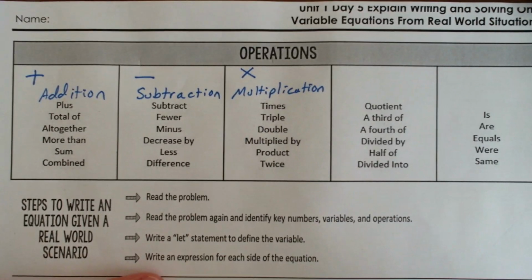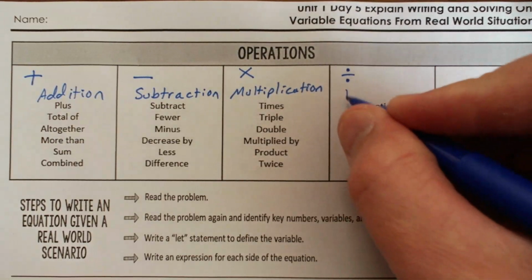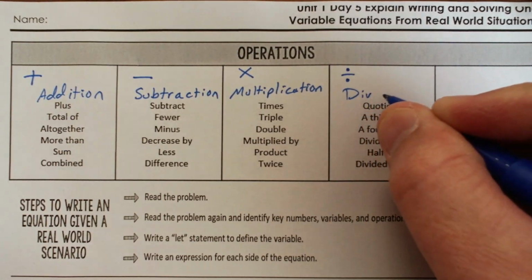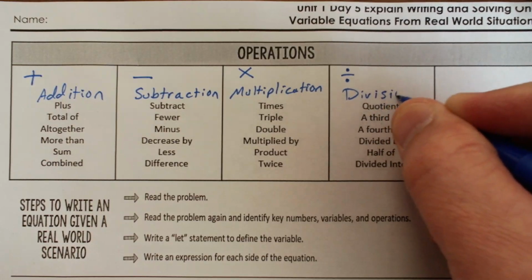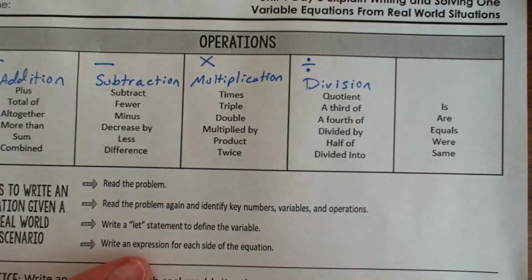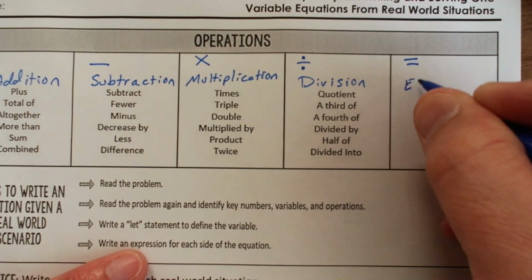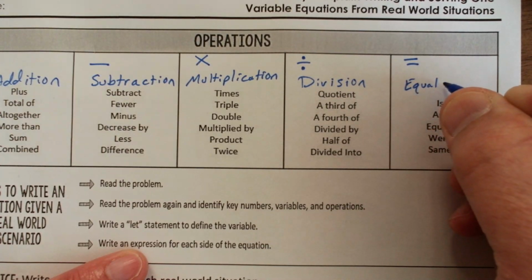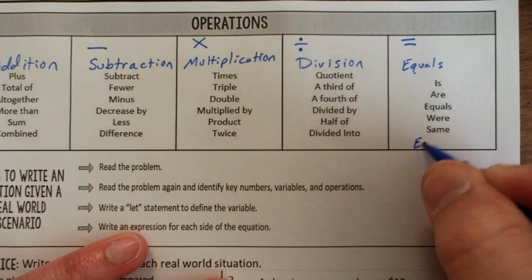Quotient, a third of, a fourth of, divided by, half of, divided into. This all means division. Is, are, equals, were, same, all means equals. Another one I'm going to put in here, equal to.